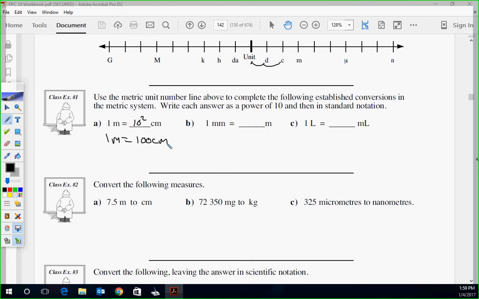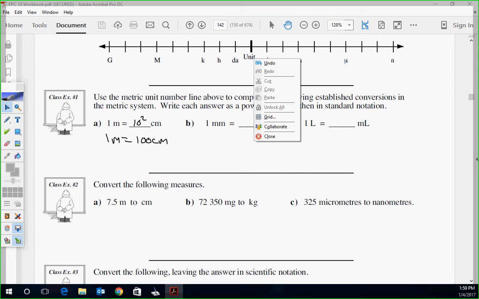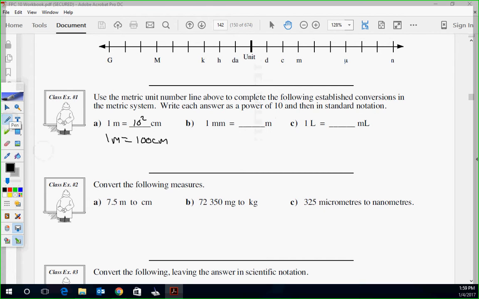Okay, 1 millimeter to meter. So which way are we going, left or right? We're going left because we're here and we're going there. So we're moving it left 3. So it's going to be 10 to the negative 3. If you're not sure, I'm here. I'm going to meters. 1, 2, 3. Right. Because the third spot is where the number is.